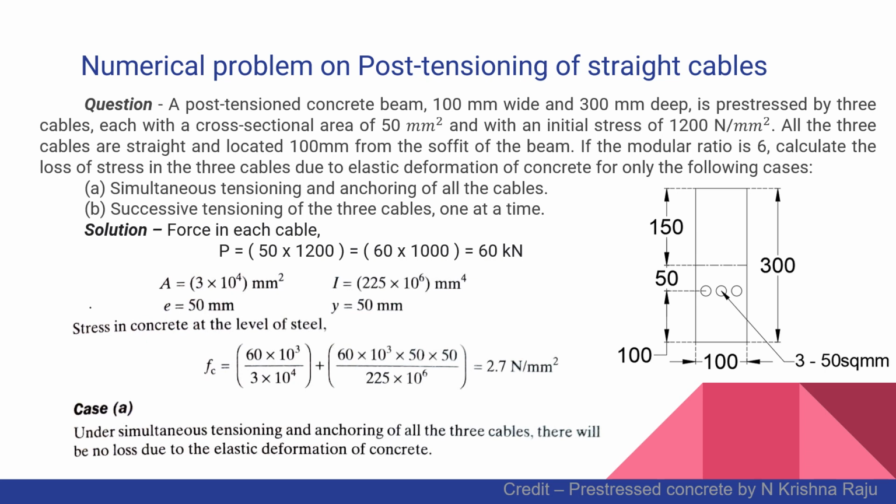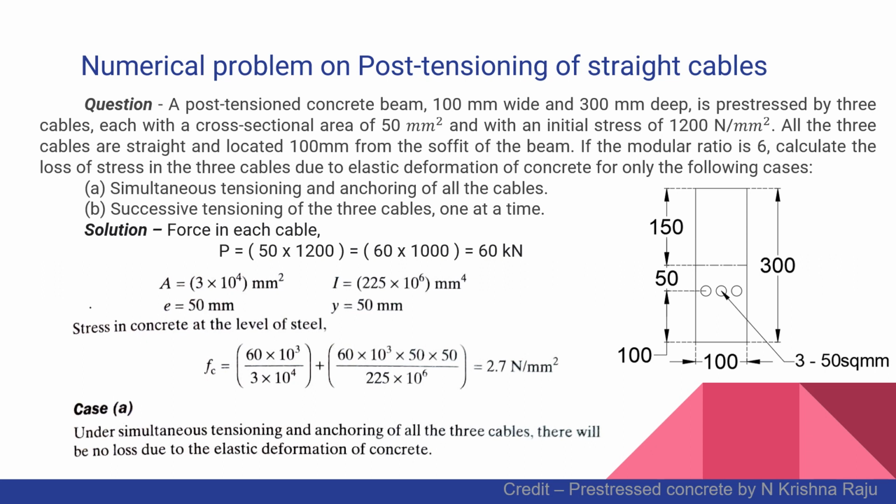If the modular ratio is 6, calculate the loss of stress in the three cables due to elastic deformation of concrete for only the following cases: simultaneous tensioning and anchoring of all cables, successive tensioning of three cables one at a time. First, calculate force in each cable, where P equal to cross-sectional area into initial pre-stress, which is 1200 Newton per mm square.